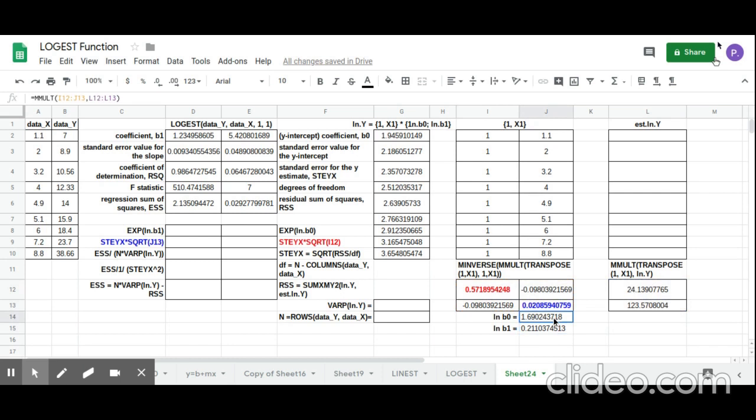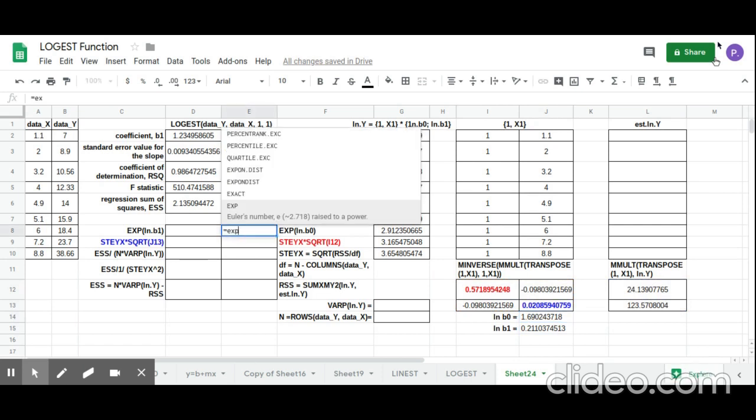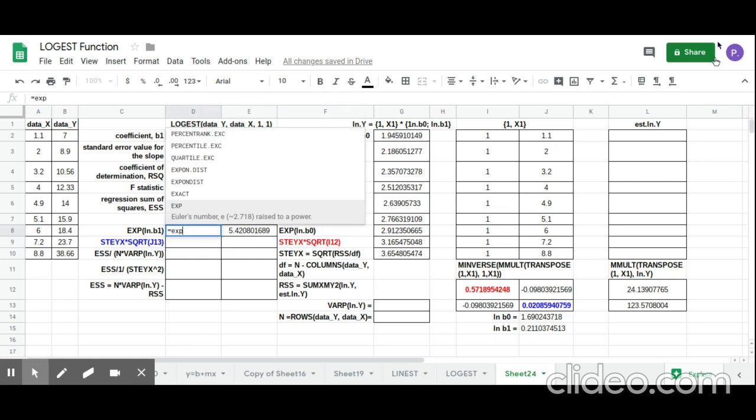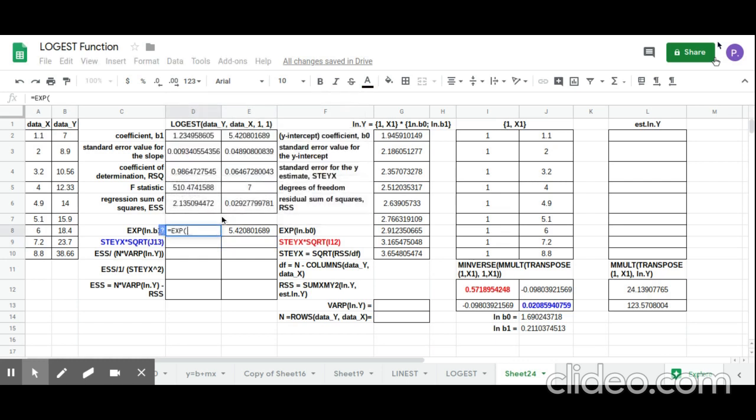So we can derive the value of coefficient b0, or the intercept, which is equal to exponent of ln b0, that's 5.42, which matches with this. And using the same formula, exponent of b1. So it's 1.23.